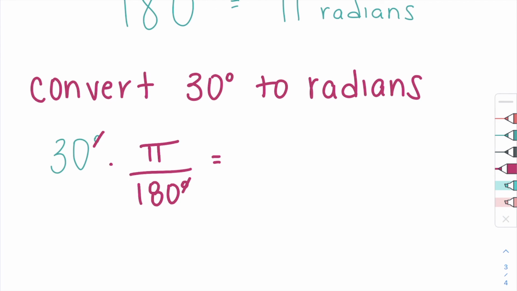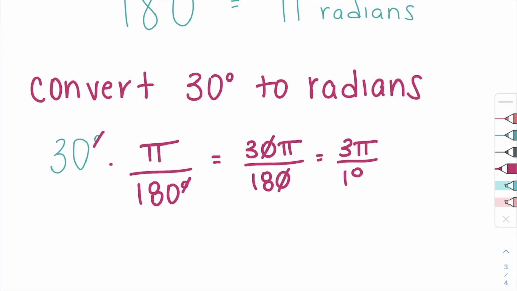When I multiply straight across, I get 30 pi over 180. And then I'm just going to simplify the numbers in my fraction as much as possible and leave the pi value there. So my zeros are going to cancel out, which gives me 3 pi over 18. And I can simplify that even more. I can say, okay, I can divide both of those by 3, right? And I get 1 pi over 6. So 30 degrees is exactly the same thing as pi over 6 radians.